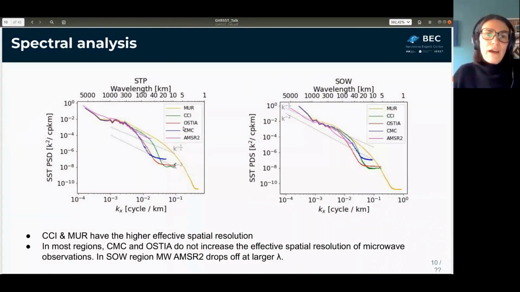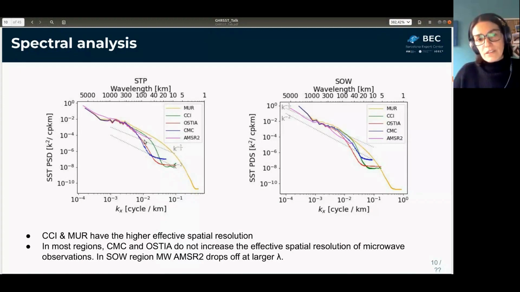So here we have the power spectrum density with respect to the wavelength and to the wave number. The different colors indicate the different data sets, ordered from higher resolution to coarser resolution. For those not familiar with spectral density, it's normal that the curves have different lengths, because the minimum wavelength that we can resolve is set by the Nyquist frequency, which is twice the horizontal grid space. So in most of the regions, the CCI and Moore, the orange and the green curves, have higher spatial resolution when compared with the other level 4.